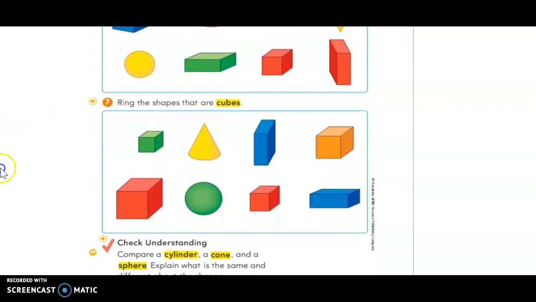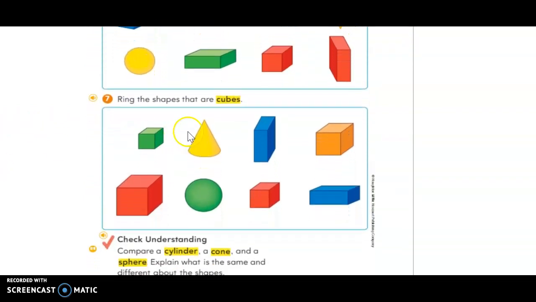For number 7, it says ring the shapes that are cubes. Okay, so now we are looking for the cubes and we're going to circle them. So which ones are cubes? And you give those a circle. In each one, you're going to be looking for 4 items. Okay, the top one, 4 things will be crossed out. The bottom one, 4 things will be circled.